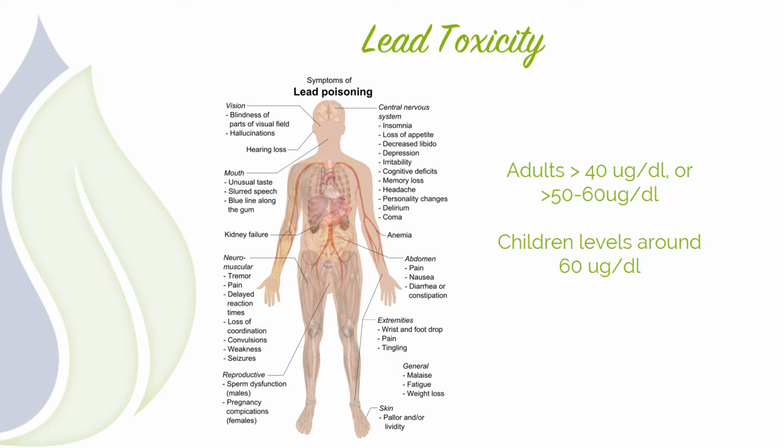In adults, symptoms can occur anytime levels get above 40 micrograms per deciliter, but are more likely to occur at levels above 50 to 60 micrograms per deciliter. In children, symptoms begin to appear generally around 60 micrograms per deciliter.